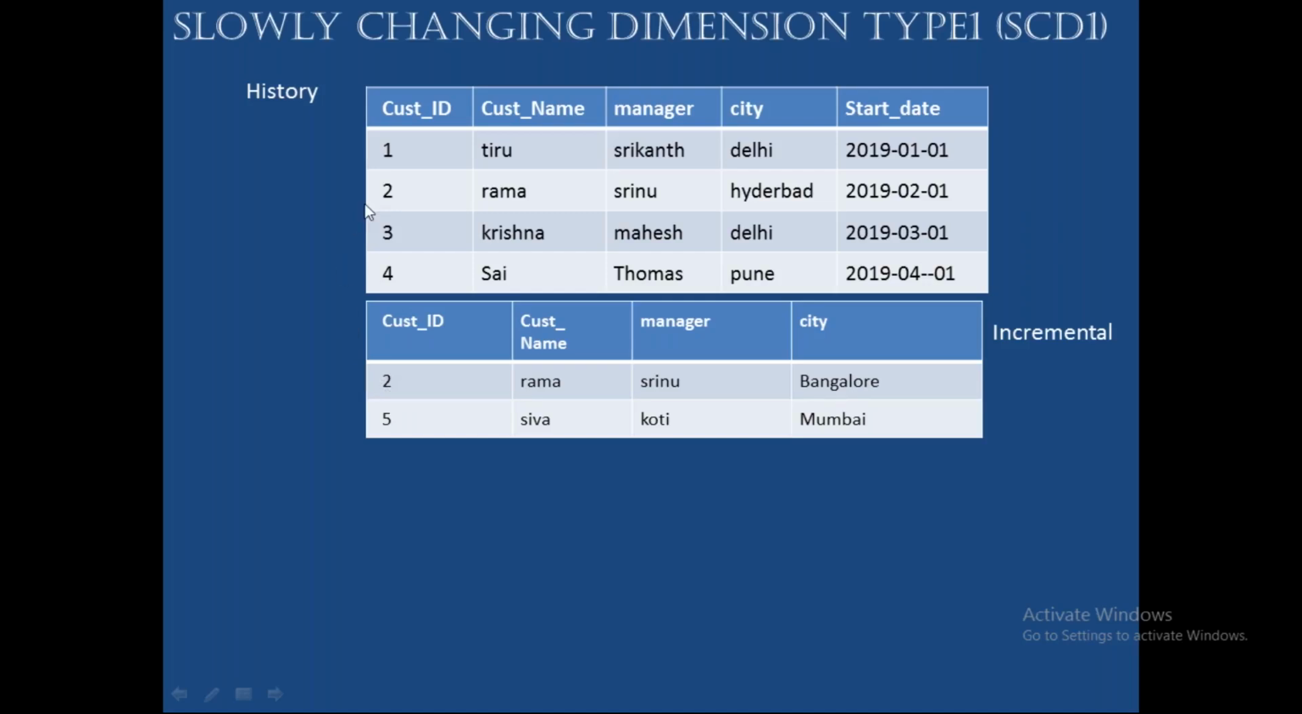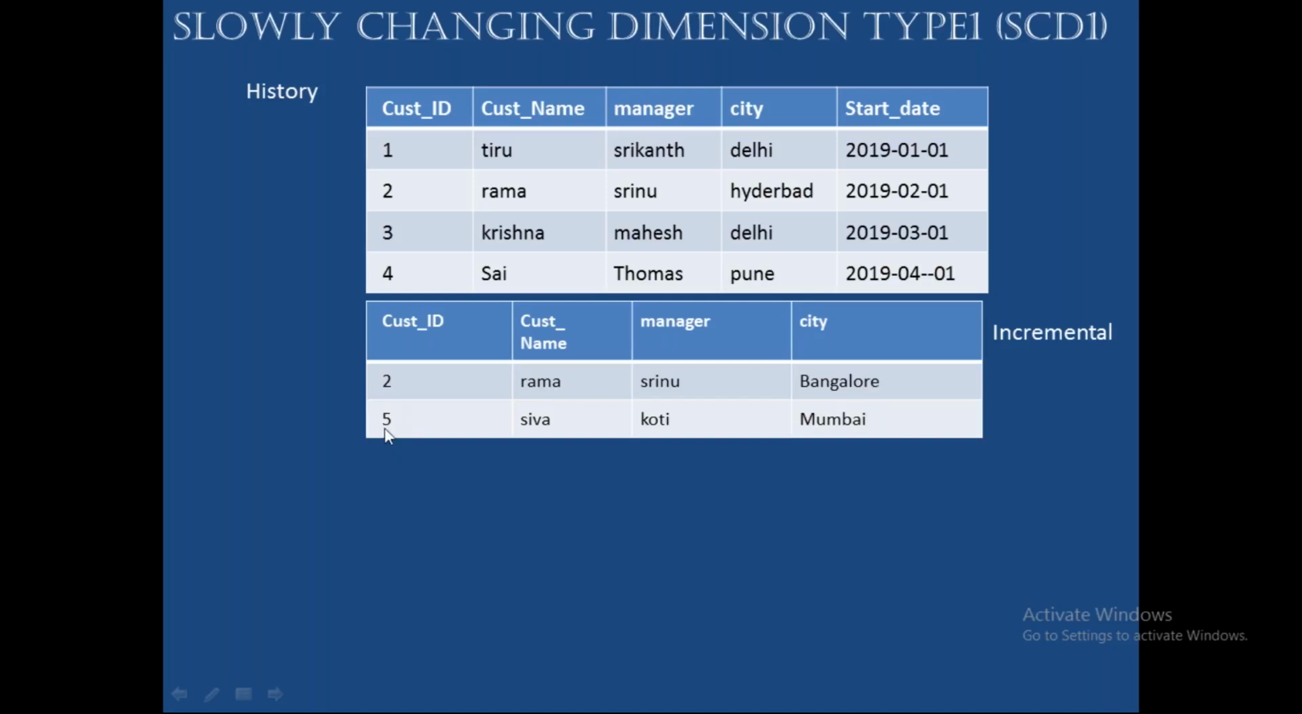When the customer ID is matching, it indicates this is an existing record. So if it is an existing record, you need to check here. Rama, customer name is same, manager is also the same, but previously he was in Hyderabad, now he has moved to Bangalore. You understood? So you take this entire record and update it here.